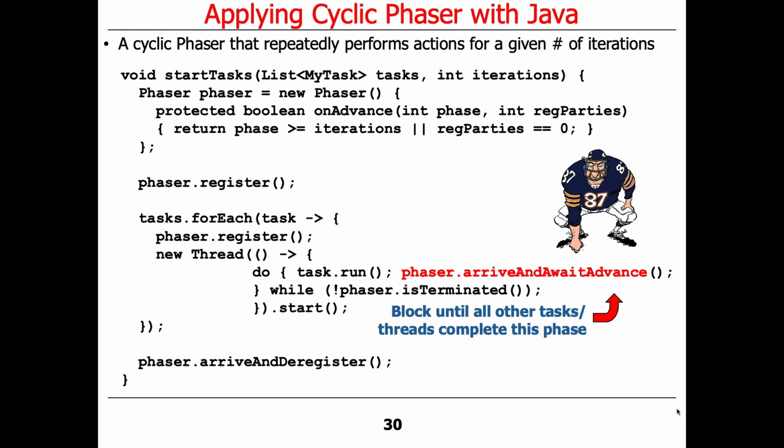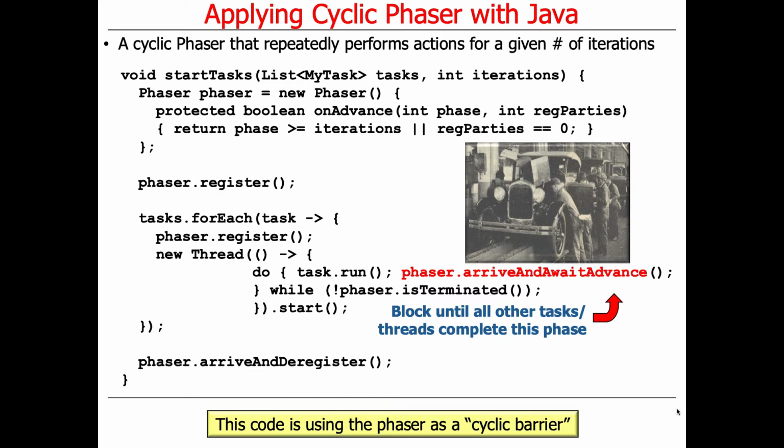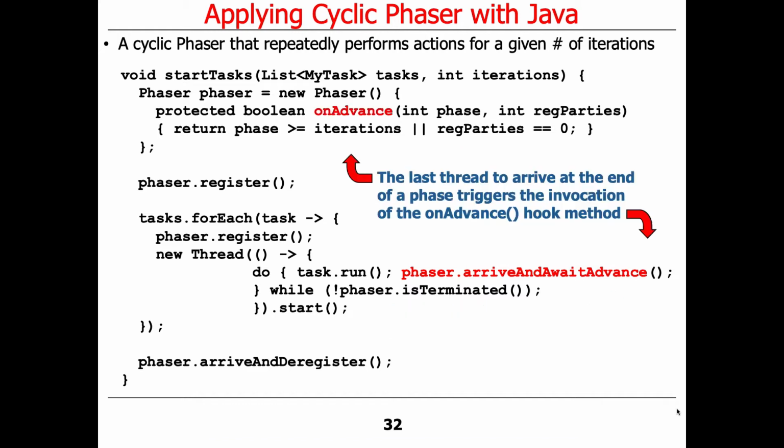We're going to wait. After everybody runs the task once, we're all going to wait until we're all done running the first task. So this is basically using this as a cyclic barrier, cyclic exit barrier is probably the best way to look at it. All right, this is important. The last thread to call arriveAndAwaitAdvance will trigger the invocation of the onAdvance method. So after the last guy has had a chance to run, that will be called.